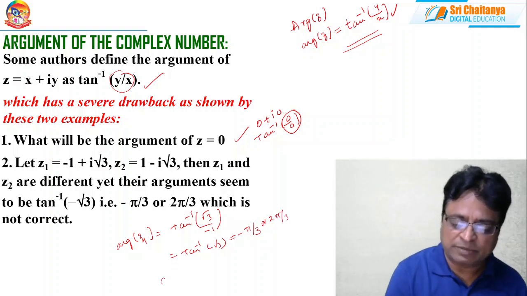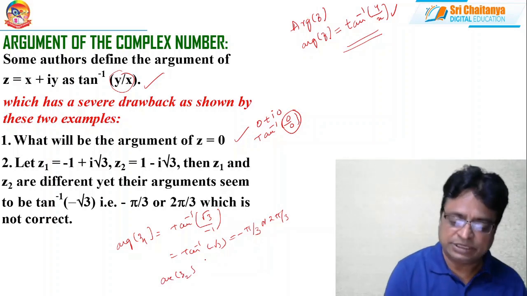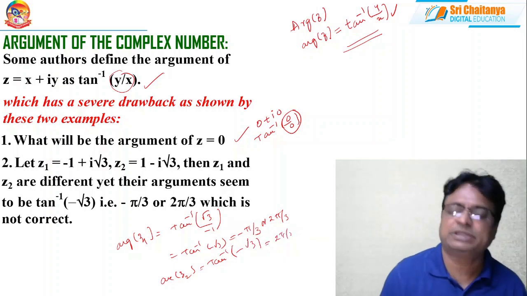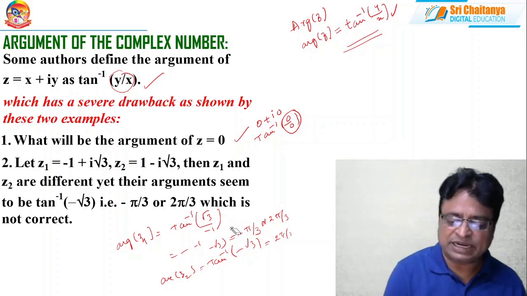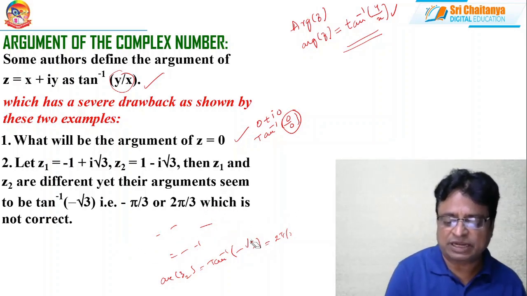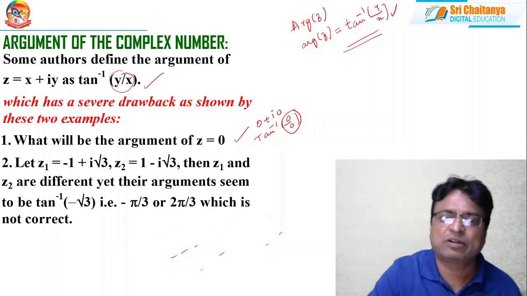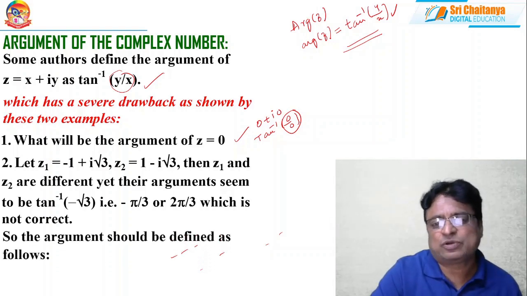Similarly, what is my z2? If 1 minus i root 3 is my z2, then what is the tan inverse for z2, minus root 3? Again here I will get minus pi by 3 or 2 pi by 3, which is not correct. So z1 is different and z2 is different, but we are not getting the correct arguments for them.